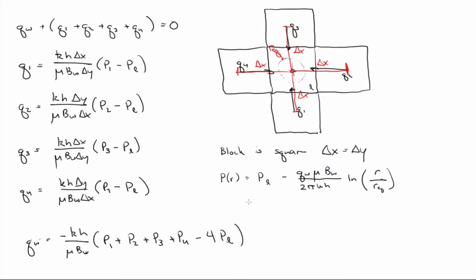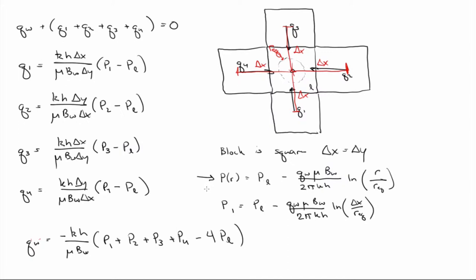And so, if we were to write it down for one of them, we'd have that P1 is equal to PL minus QW mu BW over 2 pi KH times the natural log of delta x over R EQ. Right? So all we did was evaluate this equation at the center of the P1 grid block, which is delta x away.